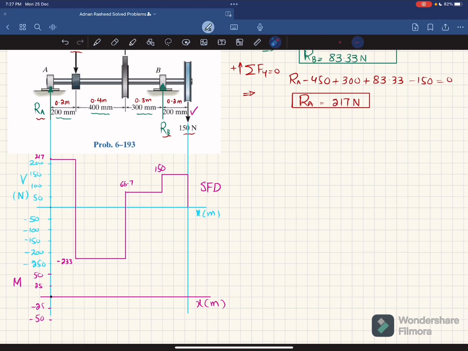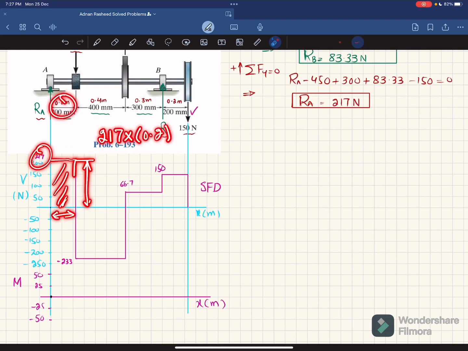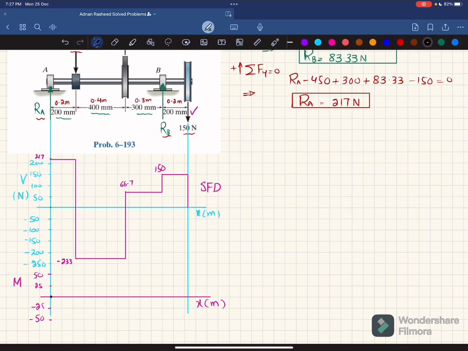Now the first area under the shear force diagram is this area, and you can see this height is 217 and this width is 0.2. So 217 multiplied by 0.2 is equal to 43.3 Newton meter. So we'll look at 43.3. So let this be 43.3. This point is 43.3 Newton meter. The unit is Newton meter. And you can see shear force is a horizontal line with 0 degree, so bending moment will be 1 degree higher and the slope will be increasing. So we'll join these 2 points using a straight line.